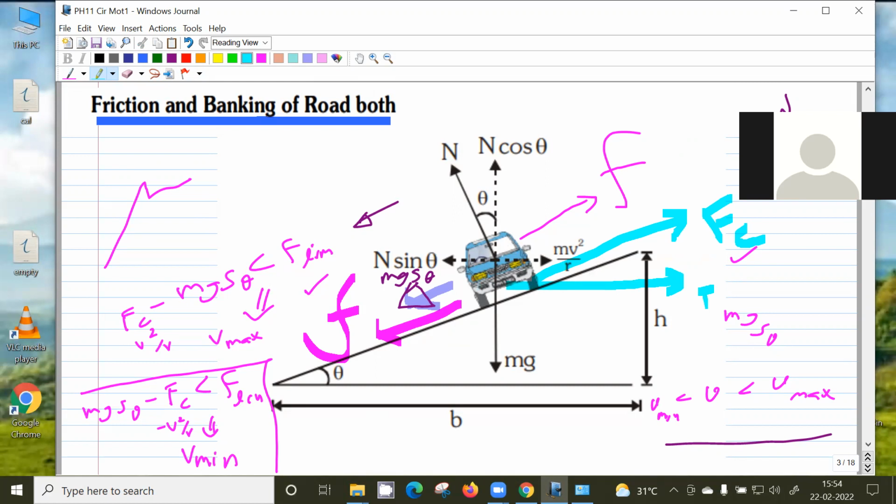FC, and there will be a component of that FC along that one. So this is FC cos or sin along the plane? Cos theta. How do you know that? In between the two lines, this theta only. This angle is theta, because theta is the angle between the horizontal and the plane. So this horizontal only, and this is the plane.